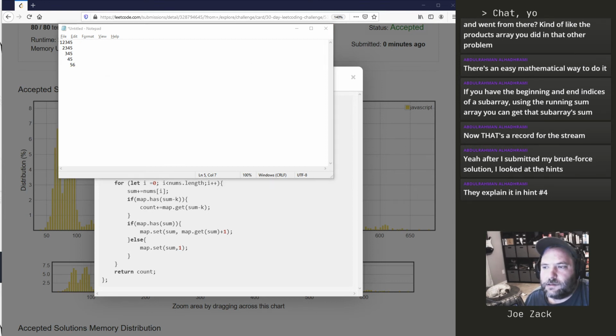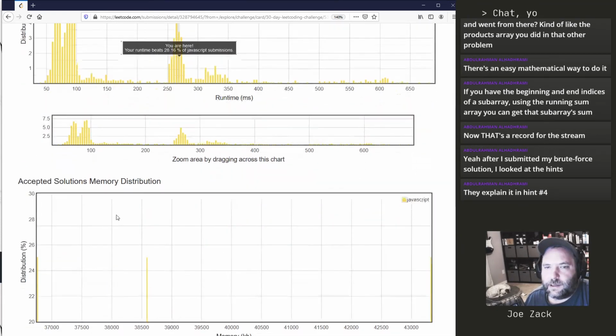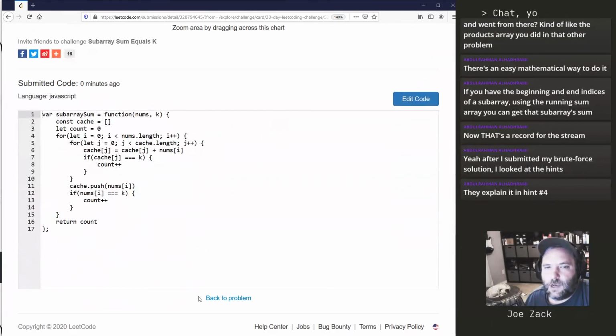Now let's go look at those hints. That is slick. All right. I like that solution though. Not the greatest, but it was a good one.